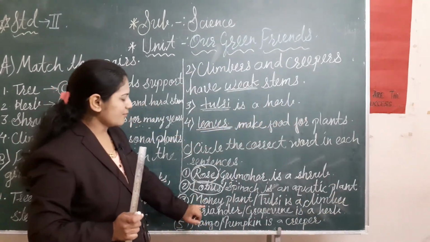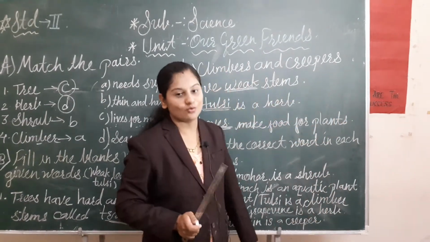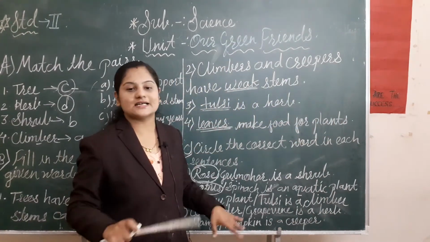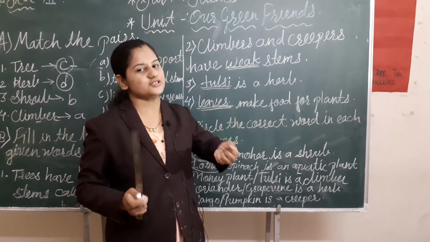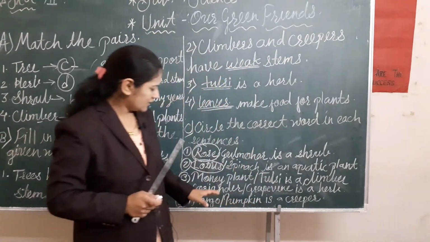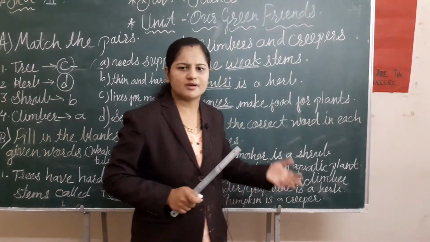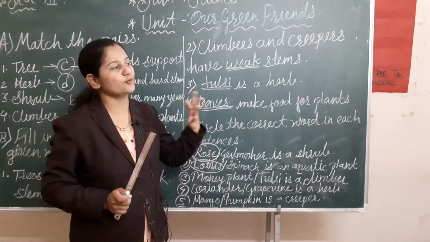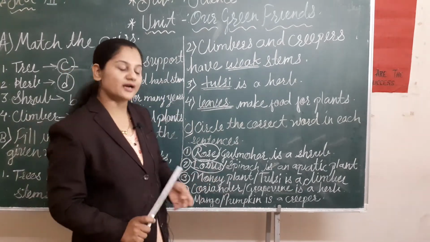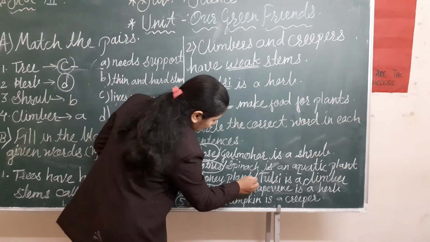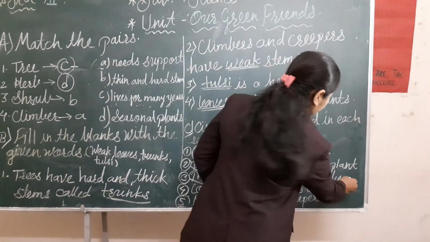Then the third, money plant and tulsi is a clamber. Now again revise the definition of the clamber. Yes, the clamber is the plant which needs support. Now tell me, you all have that tulsi plant at your home. Does the tulsi plant need the support of any wall or any stick? No. Then yes, money plants need the support. That's why money plant is a clamber. Okay students.